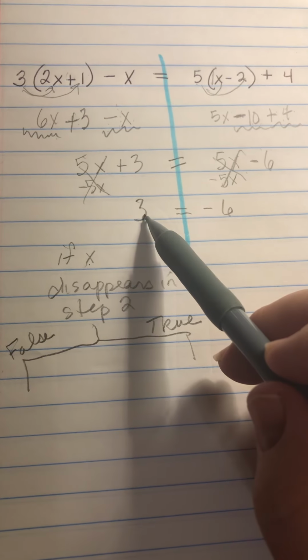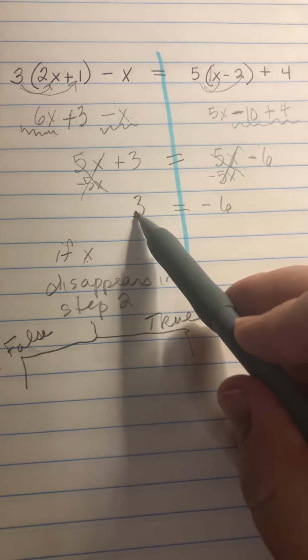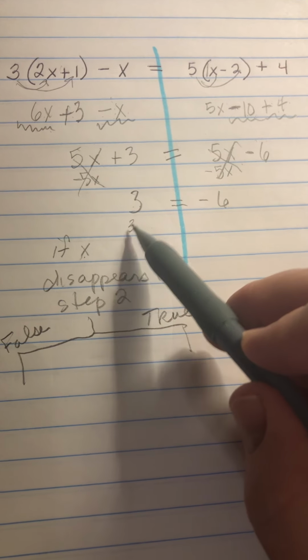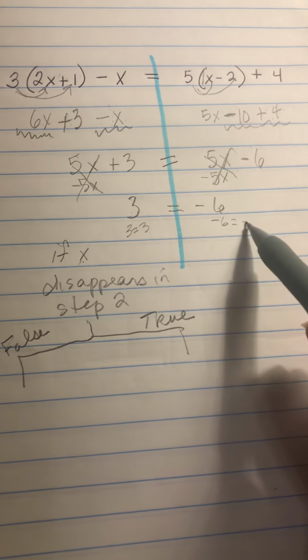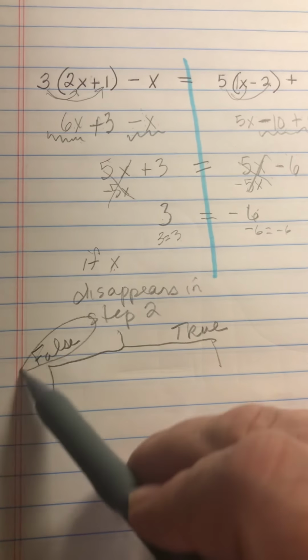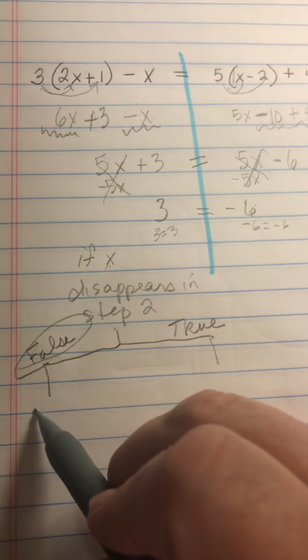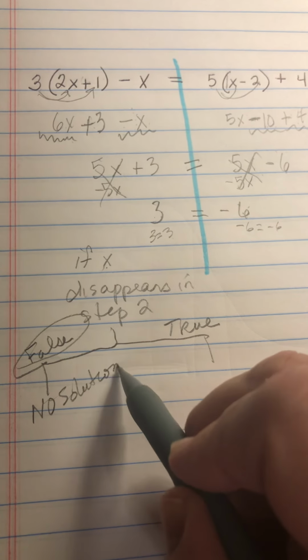So when I look at this, this says 3 is equal to negative 6. Well, you know what? The only thing that 3 is equal to is 3, and the only thing that negative 6 is equal to is negative 6. So they are certainly not equal to each other. That is a false statement. So that means there is no solution to this problem.